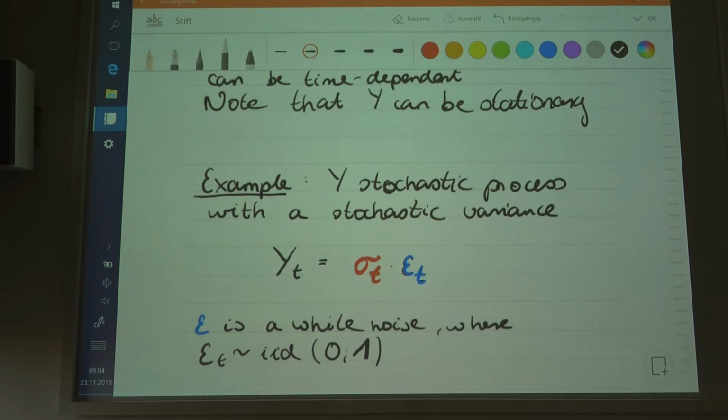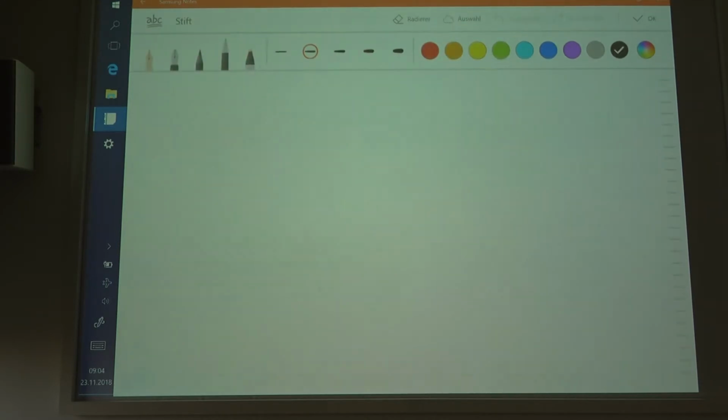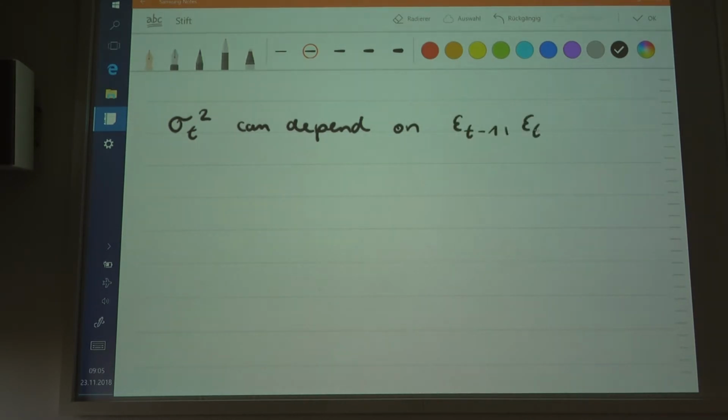Now, what we allow here is that the variance, so I will take the square of this, this is the stochastic variance, and this can depend on the past of the noise, not the current value, but the past.